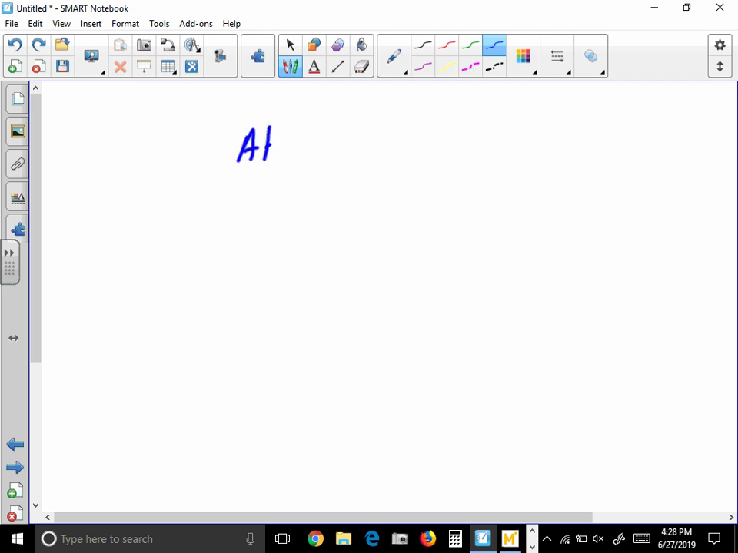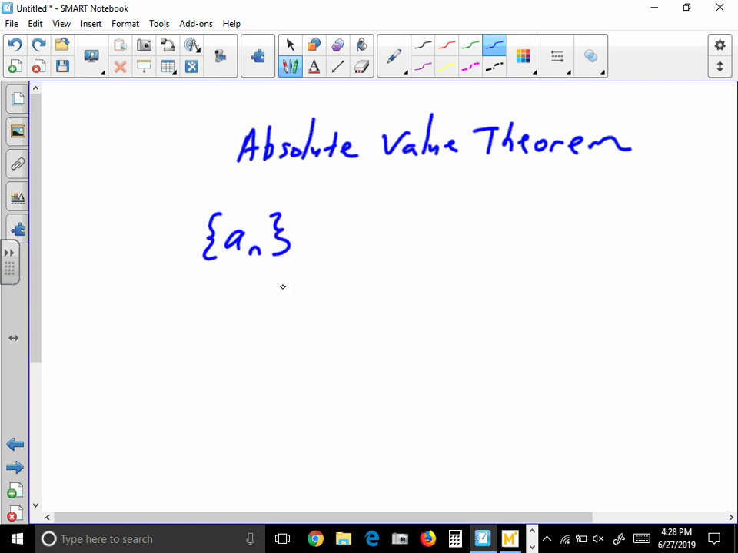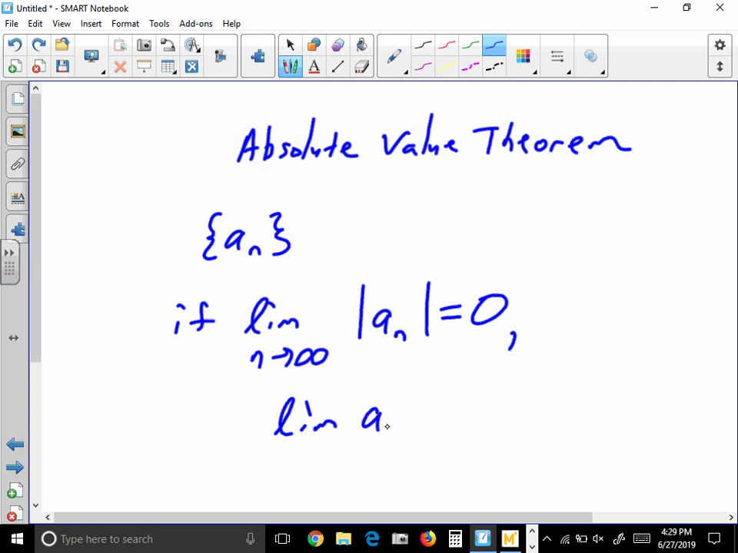So our next theorem is going to be called the absolute value theorem. And it's going to help us with problems like that last one. They say if we have a sequence a sub n, if the limit as n goes to infinity of the absolute value of that sequence, if that limit, when we take the absolute value, goes to 0, then the sequence itself has to be going to 0.